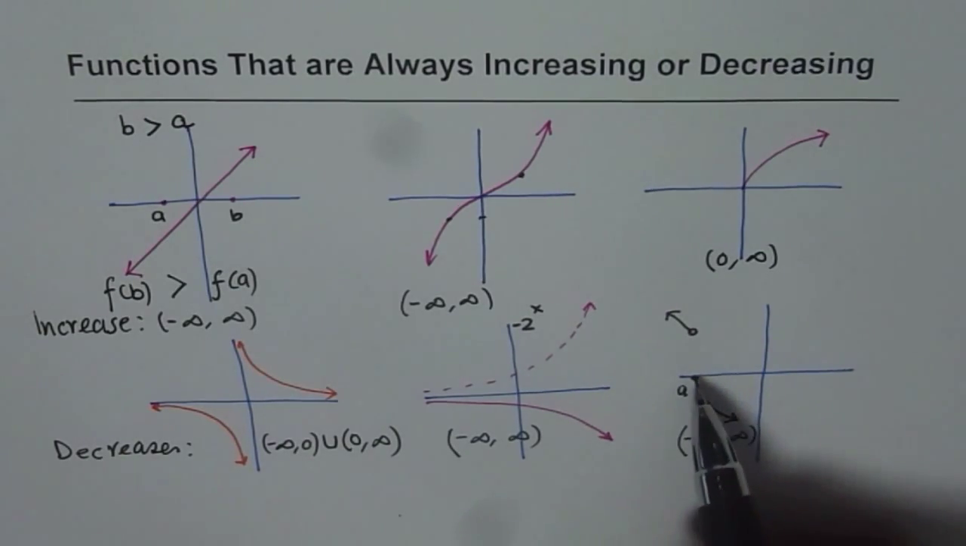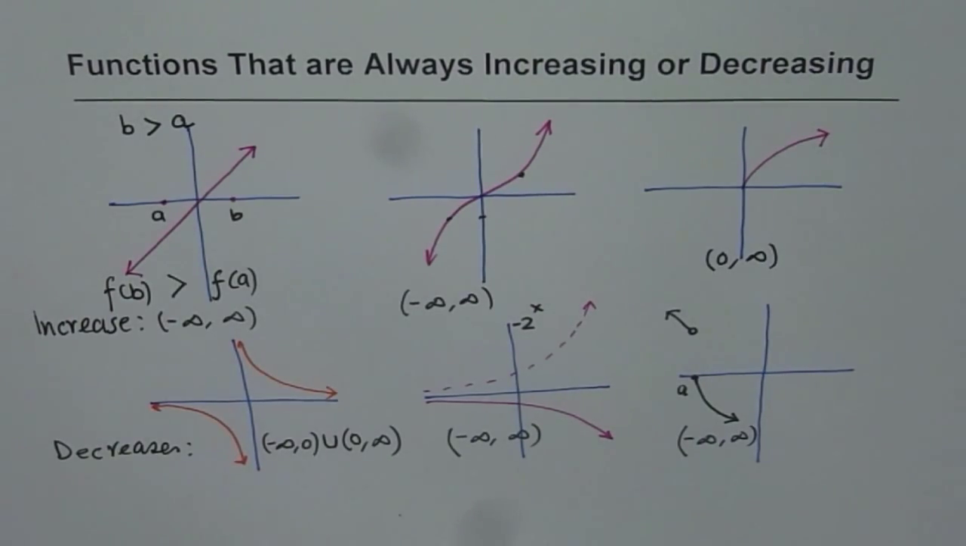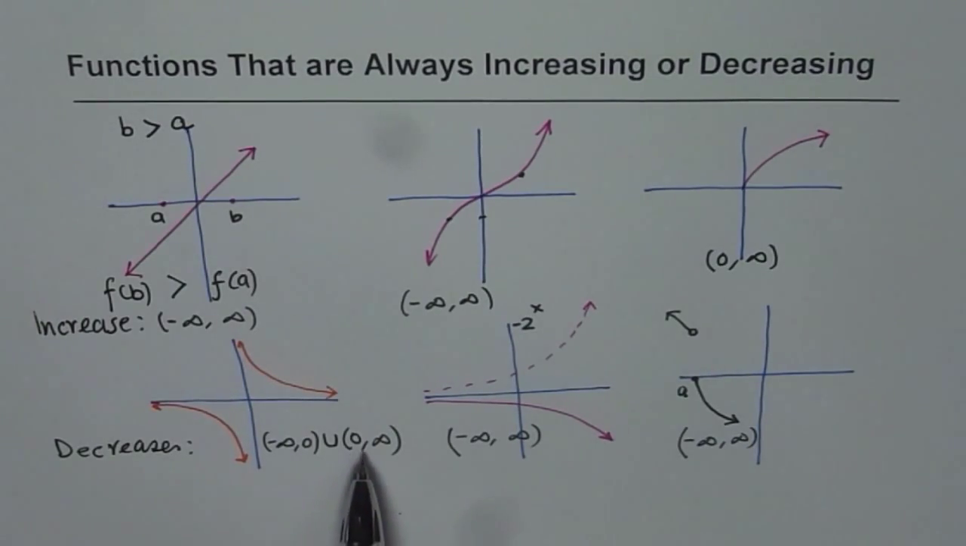If, however, I would have taken this point at a point b, then there would have been a discontinuity in the domain also, right? So take care of that. But the whole idea of this video is to let you know that there could be many functions which will be always decreasing or always increasing in their domain. So look for them carefully, and whenever you list the interval, be sure to include only the domain in which they are increasing or decreasing.